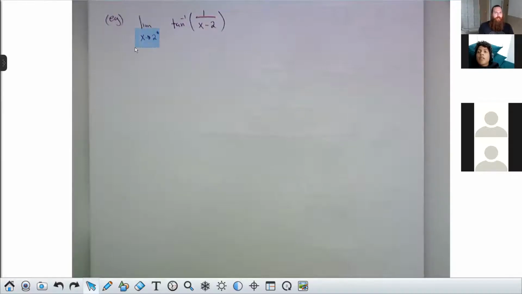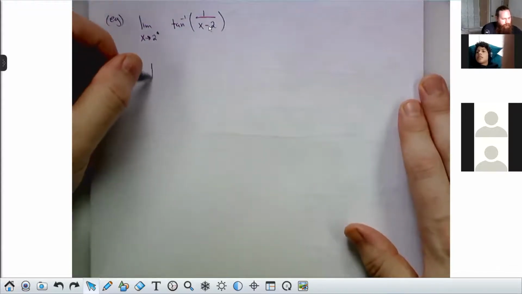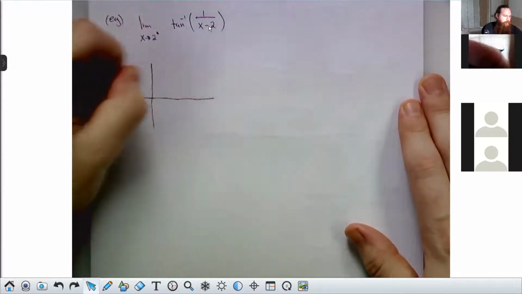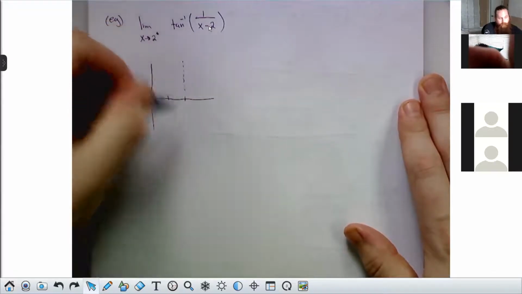As x approaches 2 from the right, x minus 2 approaches 0. So the inside of my function here is doing something like 1 over 0. Oh, well, that's going to be big, right? That's going to be like infinity or maybe negative infinity. So in order to sort this out for sure, what we should do is look at the graph of 1 over x minus 2. We could also do a variable change. That's where we're going, yeah.